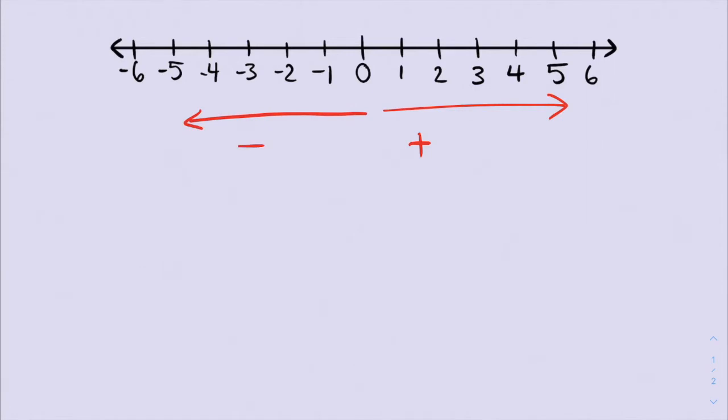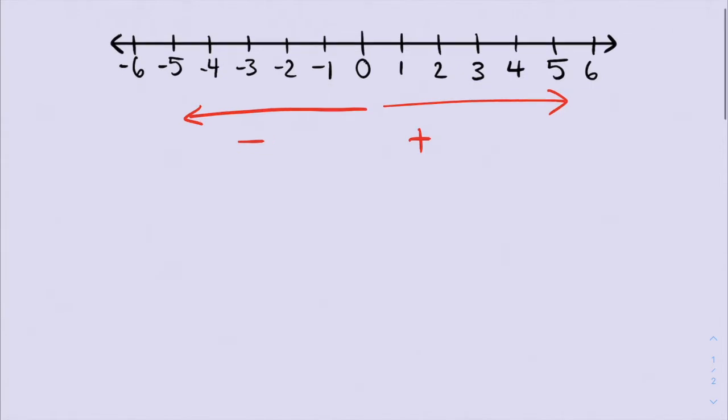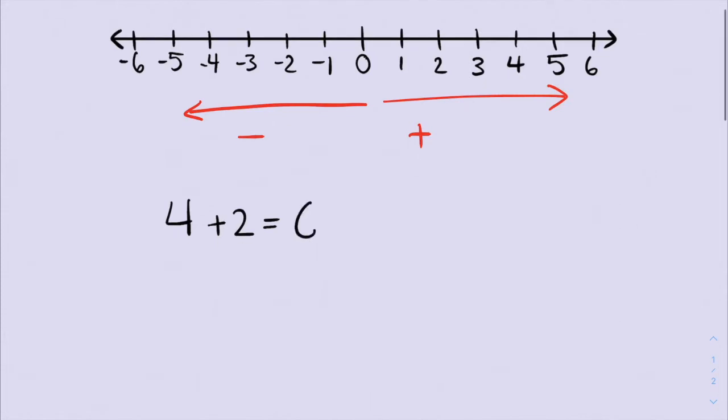So let's see what happens on our number line if we take the number 4 and we add 2. We start at number 4 and we're going to add 2. So we go in a right direction because we're going positive. We're going to add 2, and that takes us to 6. So we can see that 4 plus 2 equals 6.